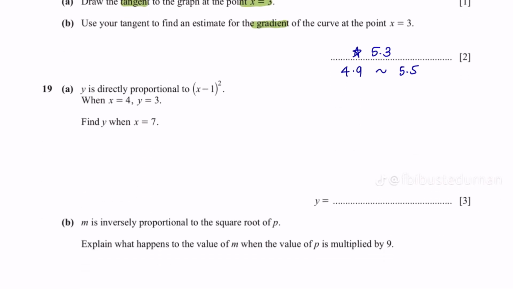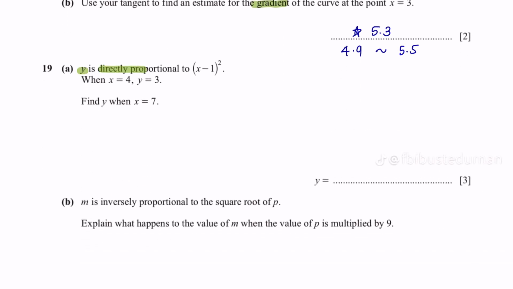Next, question 19a. y is directly proportional to (x minus 1) squared. When x is 4, y is equal to 3. And we are asked to find y when x equals 7. Okay, directly proportional means it's equal to like this, and we're going to have to put a constant. It has mentioned to us that when x equals 4, y is equal to 3. So the first step here is going to be to find the value of k, which is 1 over 3.